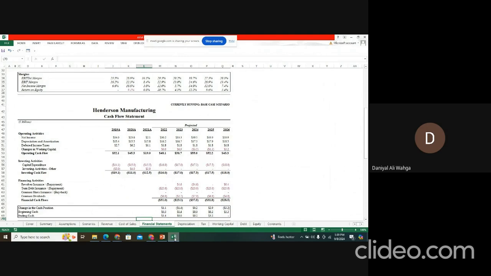I'll be looking deeper at the cash positions. I have my cash balance, cash movement during the year, then my beginning cash and my ending cash balance. How this relates to my further workings.